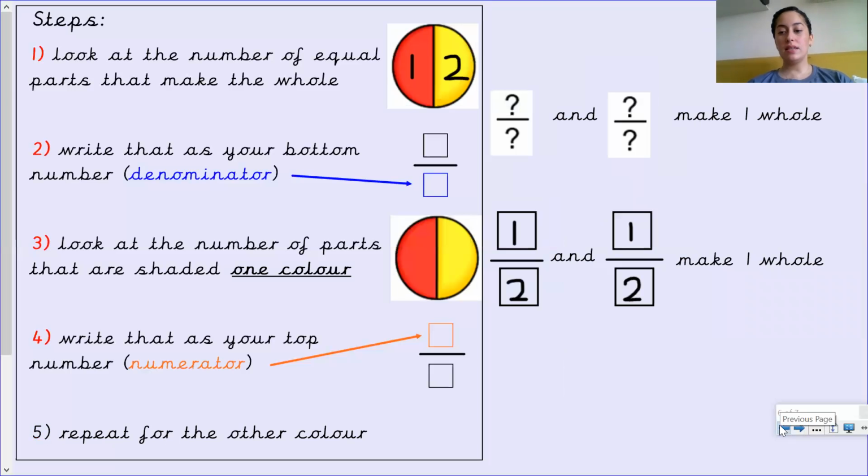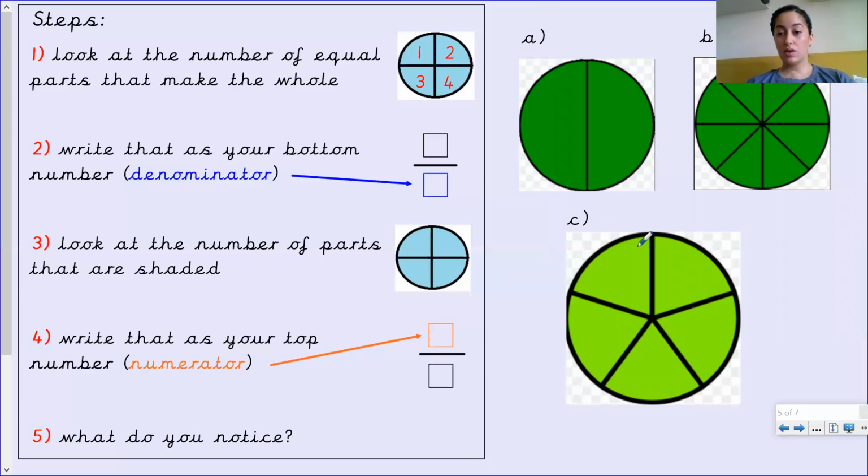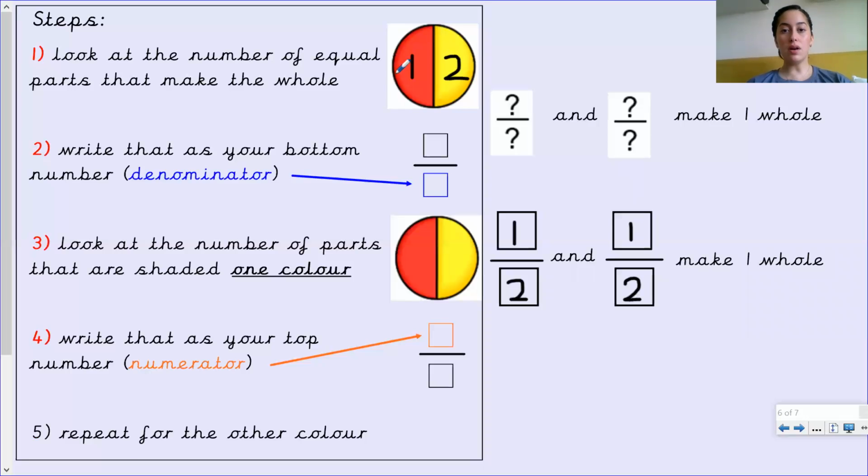Okay, so in these activities, your whole was only shaded in one color. Here, our whole has 2 colors, so it's the same steps. You look at one color and you write a fraction for one of the colors following these steps. Then you look at another color and you write a fraction for that color using these steps.